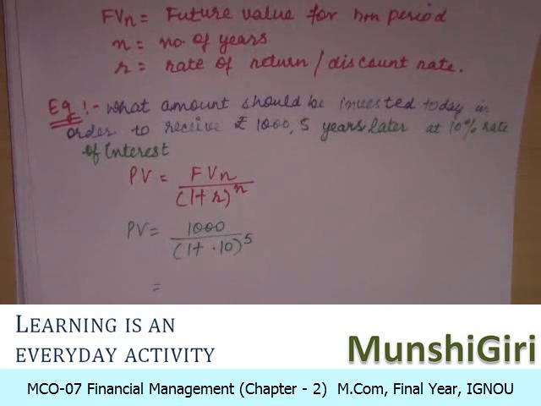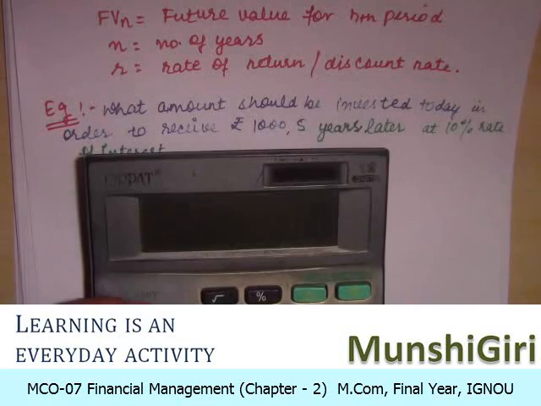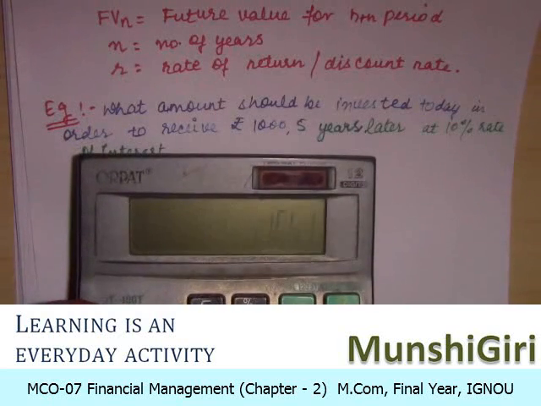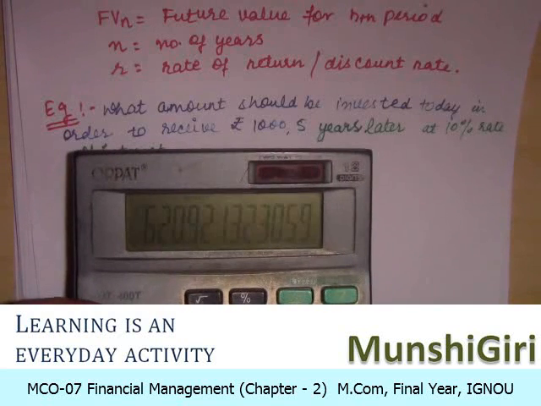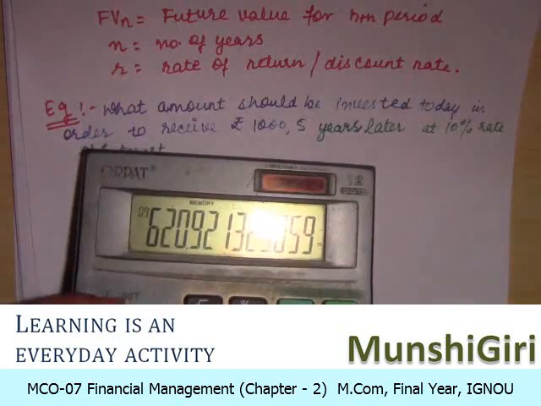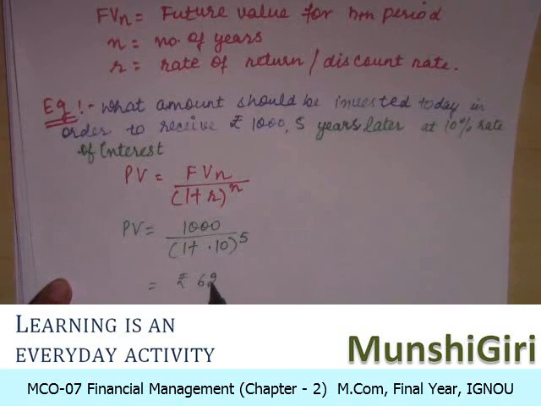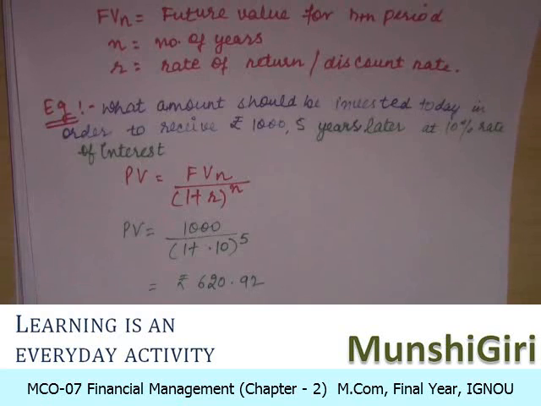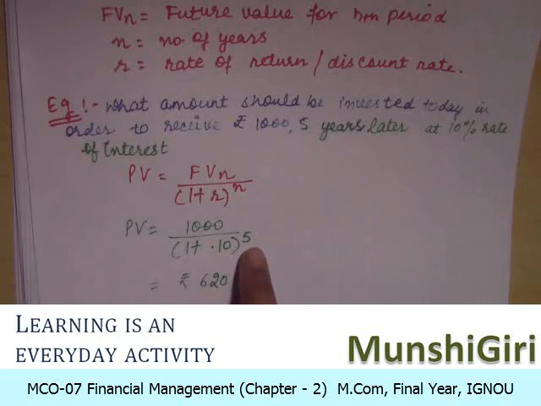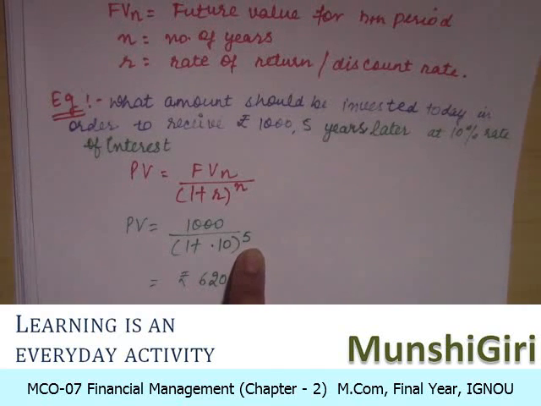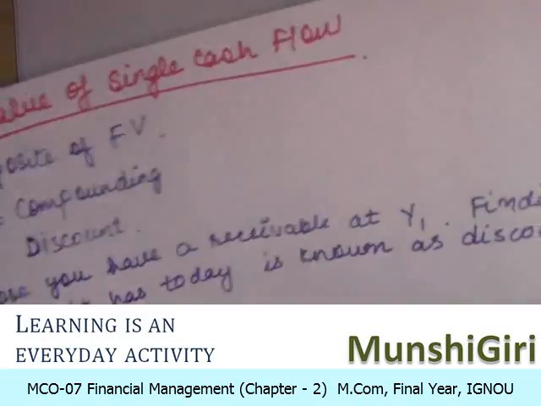Let's calculate this. 1.10 into 1, 2, 3, 4, memory plus, 1000 divided by memory recall, and equal to 620.92 rupees. Now for calculating the value of 1 plus 0.10 raised to the power 5, you can refer to the present value table or do it using the calculator. The next topic under this chapter is present value of series of cash flows.